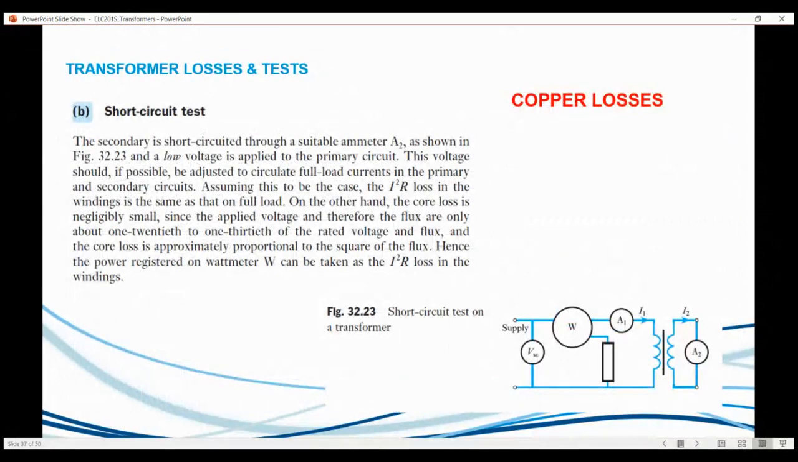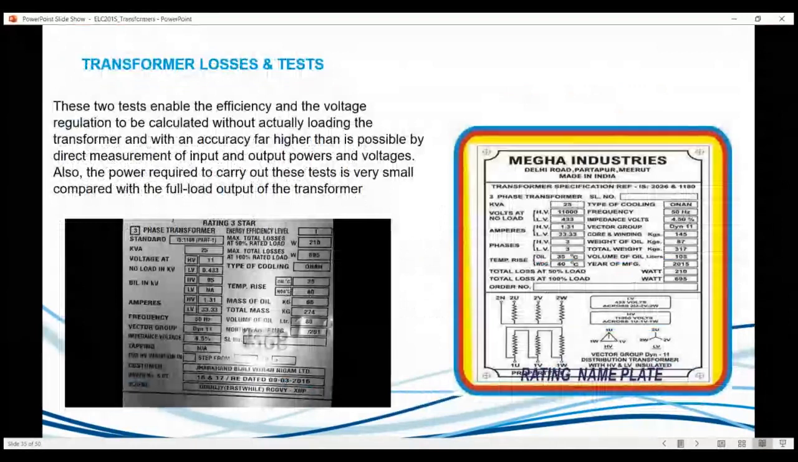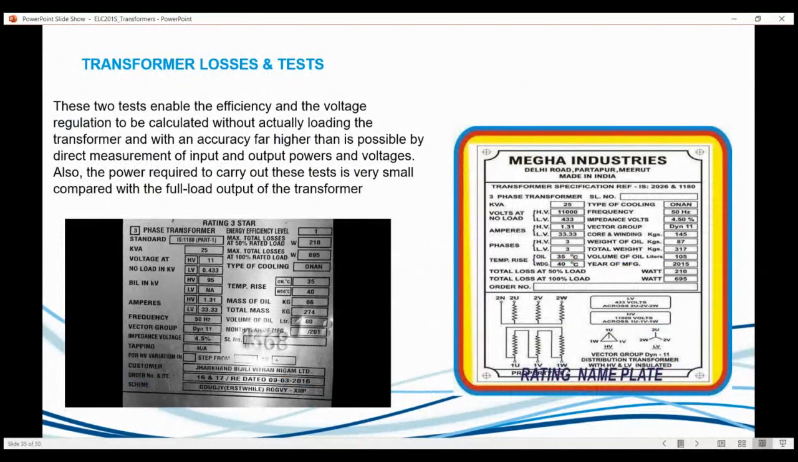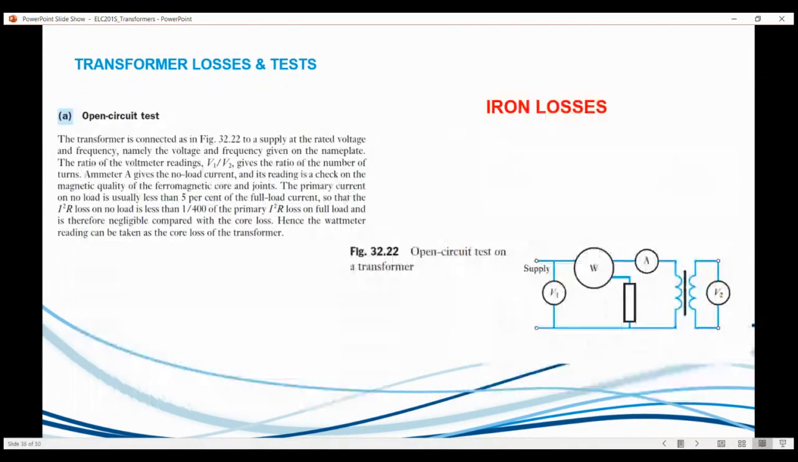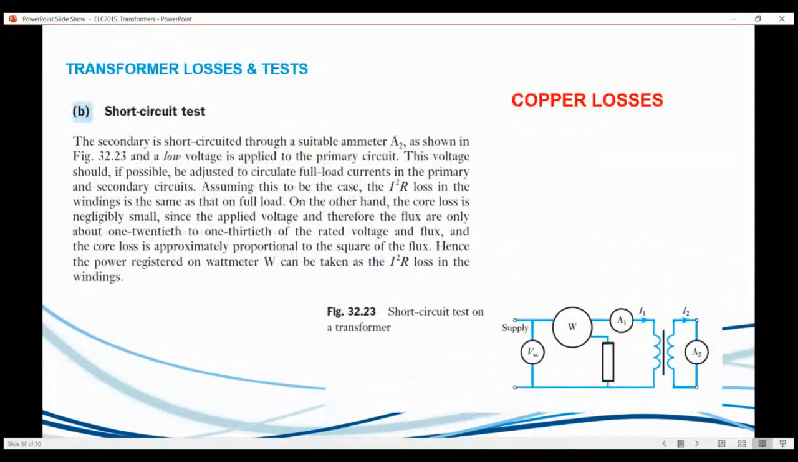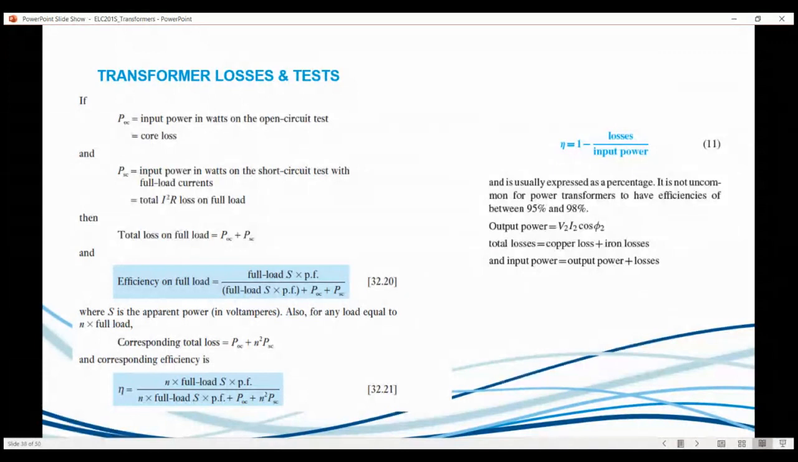For the short circuit test, we basically do something similar. We short circuit, and now a low voltage is applied to the primary side. And you've got an ammeter on the other end over there. Through your short circuit test, you're able to get your copper loss, your I squared R losses, right? And like I said, the total loss, what you're seeing on these nameplates, for instance on this transformer on the right hand side, the 210 watts at 50% load, is the sum of the open circuit test, which is the iron loss, and the copper loss. But long story short, the formulas you need to know are equation 32.20 and 32.21. I think that's an additional part of the formula sheet, which I didn't post yet, but it's given to you.